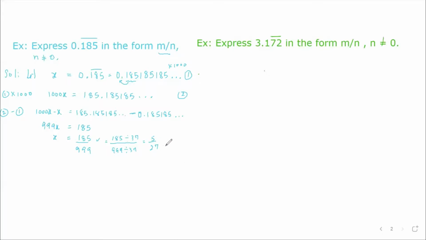Okay, so this is how we convert a repeating decimal to the fraction form, done by the regular way. Now we can try the shortcut.